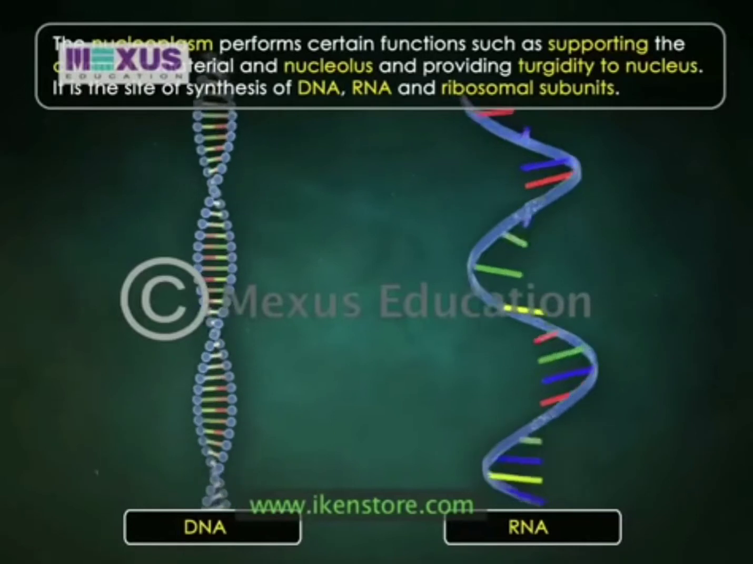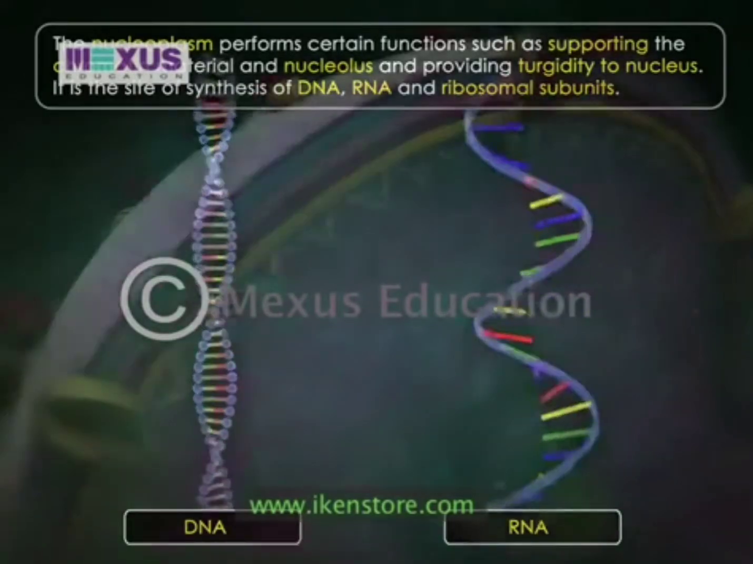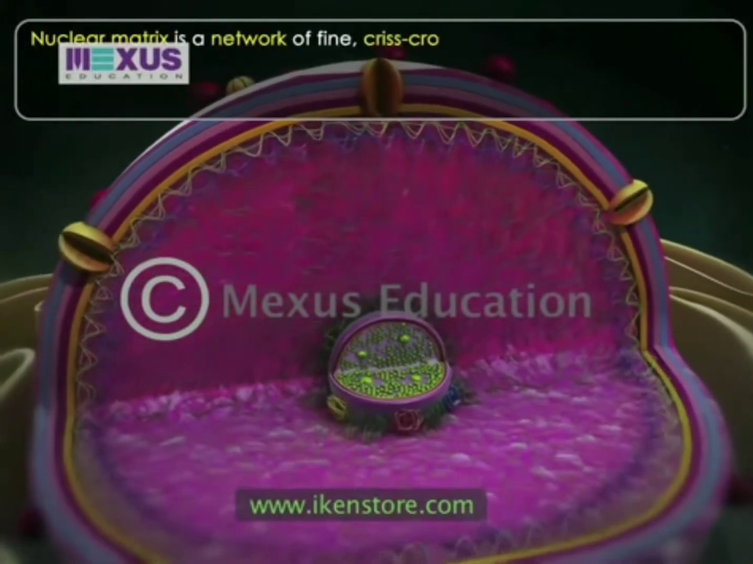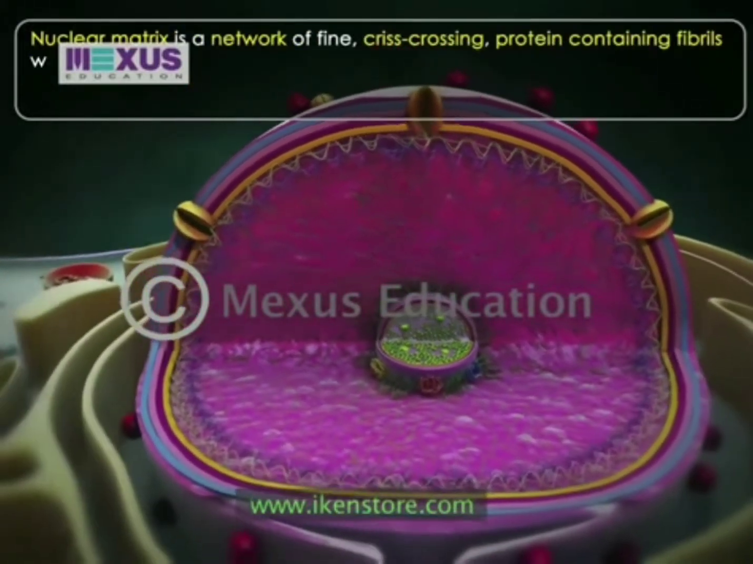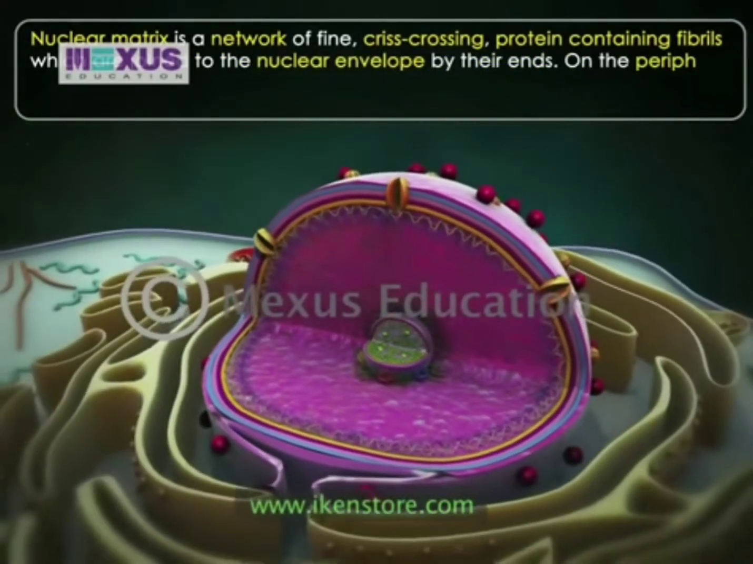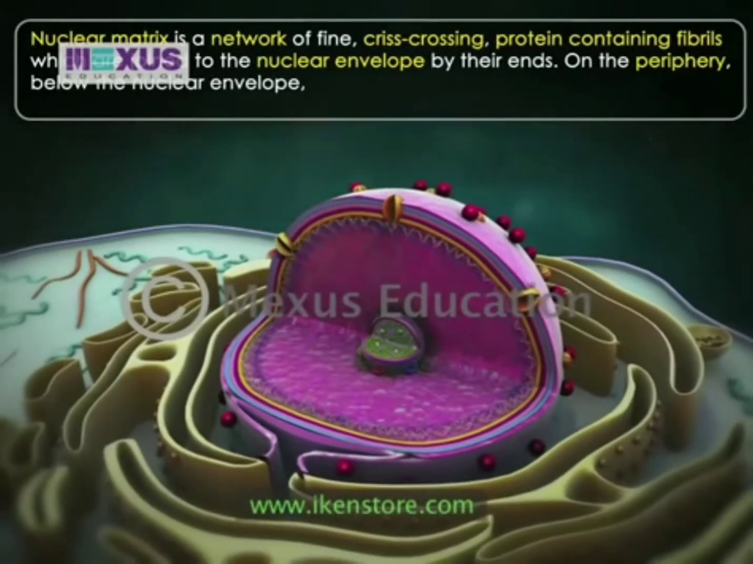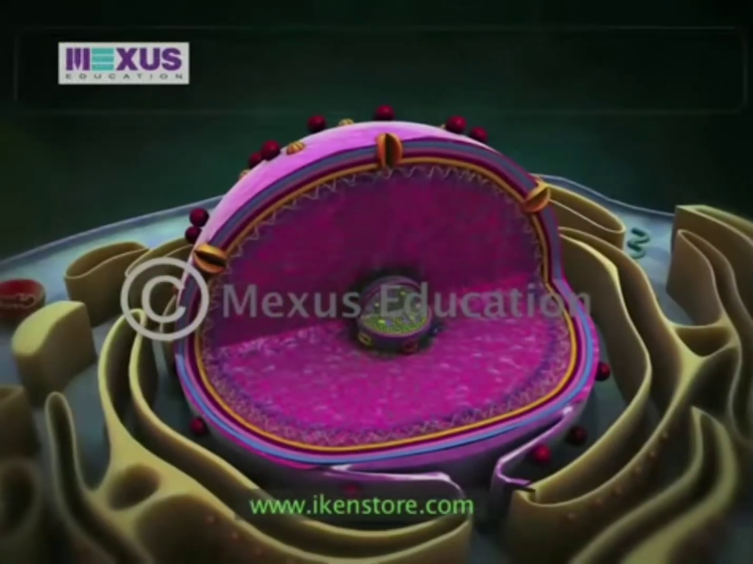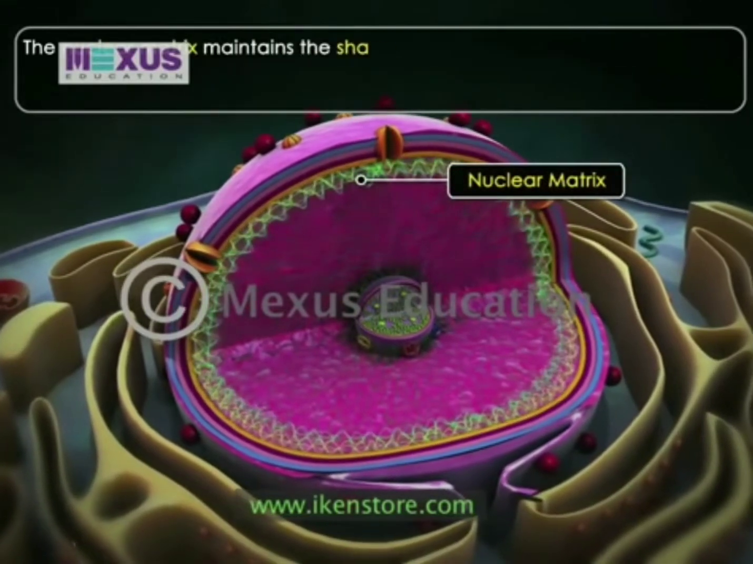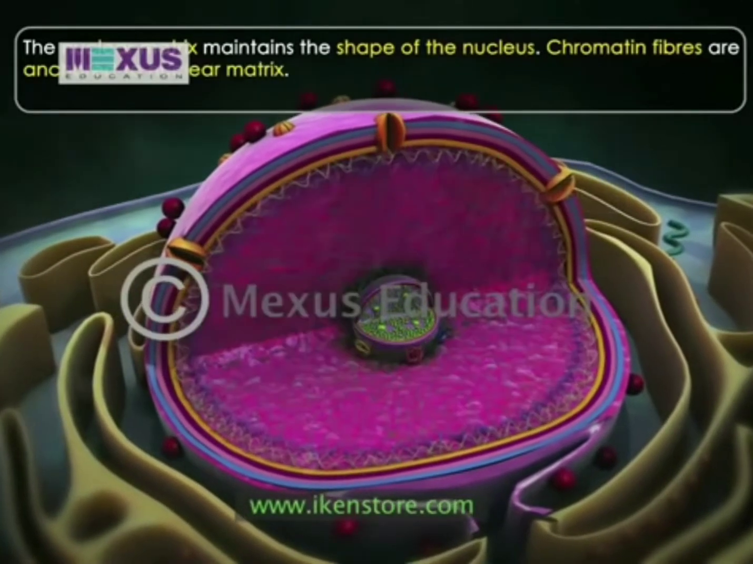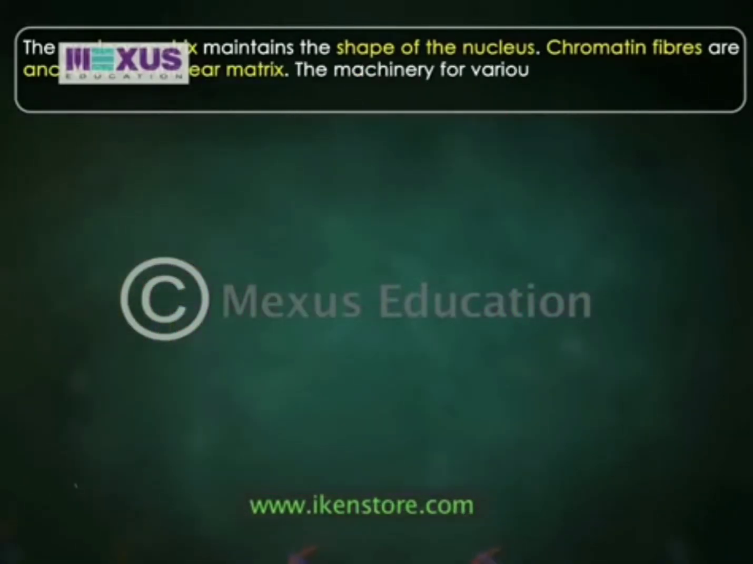Nuclear matrix is a network of fine crisscrossing protein-containing fibrils which are joined to the nuclear envelope by their ends. At the periphery below the nuclear envelope, the nuclear matrix forms a dense fibrous layer called the nuclear lamina. The nuclear matrix maintains the shape of the nucleus. Chromatin fibers are anchored to the nuclear matrix. The machinery for various nuclear activities such as replication and transcription is associated with the nuclear matrix.